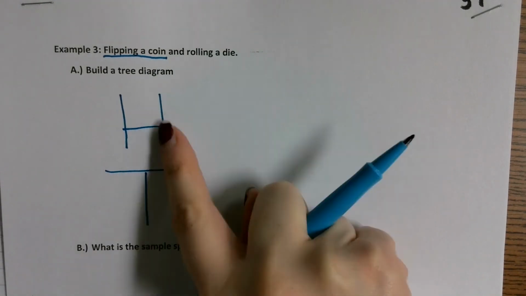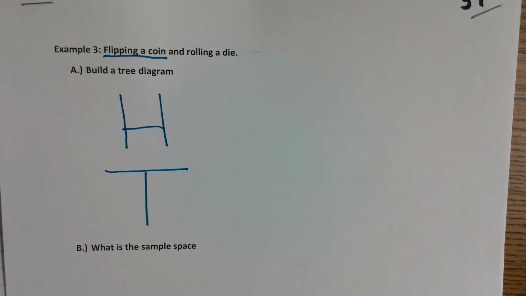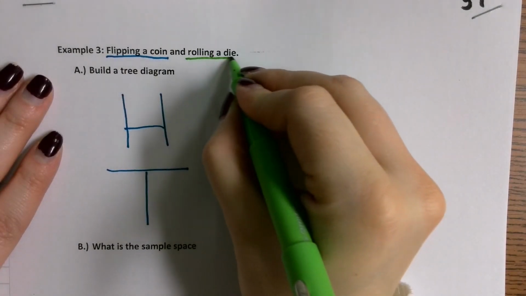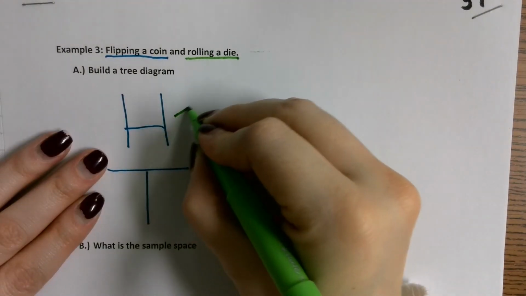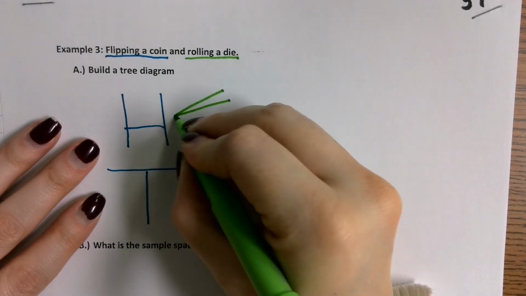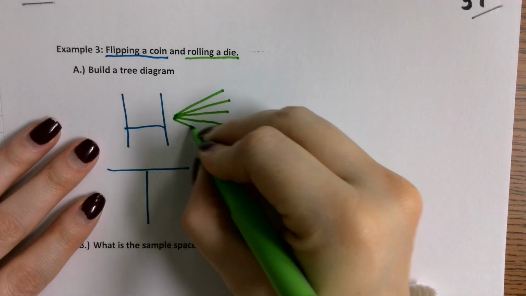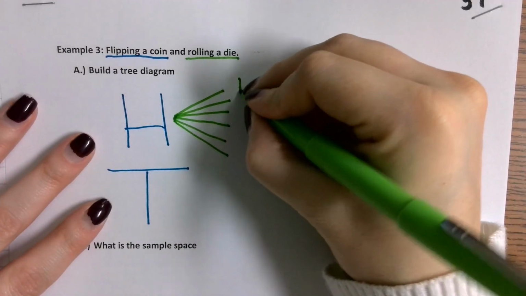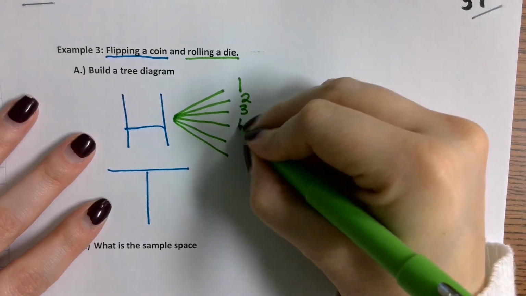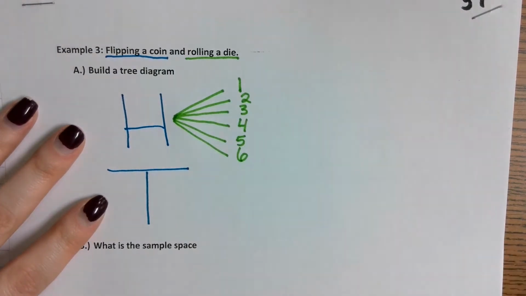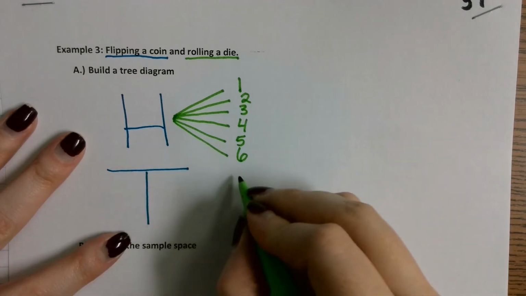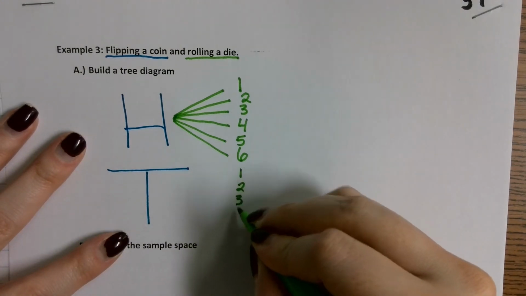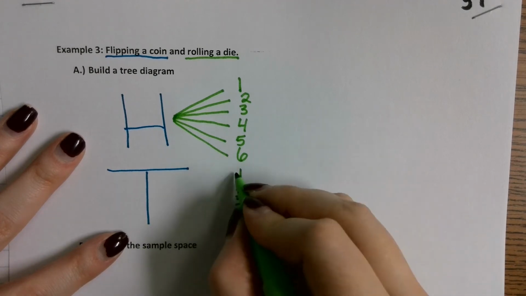Okay, so from there, branching out, how many options should I have branching out from each of them? 6. Why 6? Zoe, say it louder. Because there's 6 numbers on the die, and there's my second activity, rolling the die. So I should have 6 outcomes branching out from heads. That would be a 1, a 2, a 3, 4, 5, 6, and then the same thing again. 1, 2, 3, 4, 5, and 6.